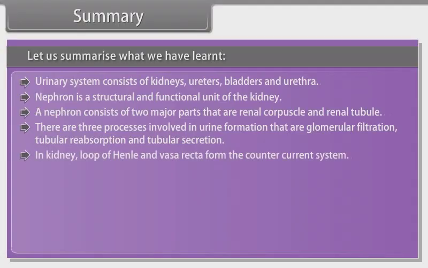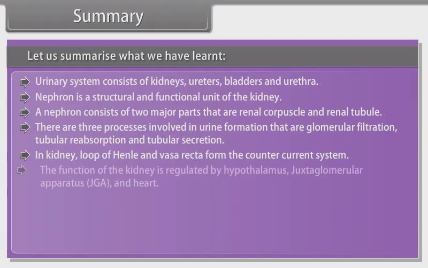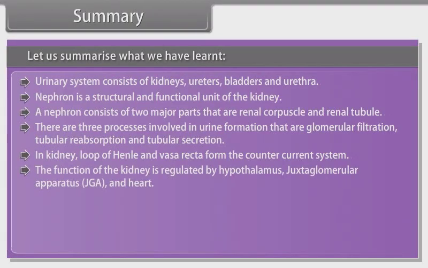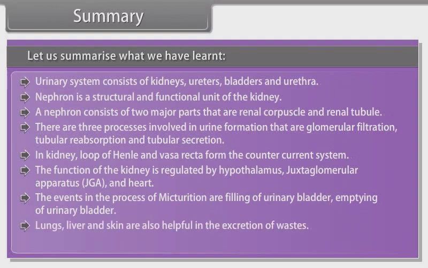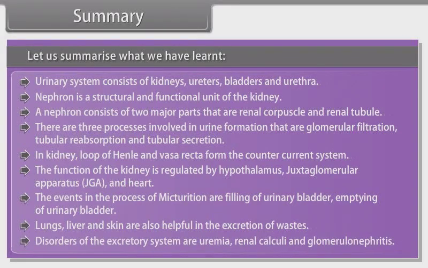In the kidney, the loop of Henle and vasa recta form the counter current system. The function of the kidney is regulated by the hypothalamus, juxtaglomerular apparatus and heart. The events in the process of micturition are filling of the urinary bladder and emptying of the urinary bladder. Lungs, liver and skin are also helpful in the excretion of wastes. Disorders of the excretory system are uremia, renal calculi and glomerulonephritis.